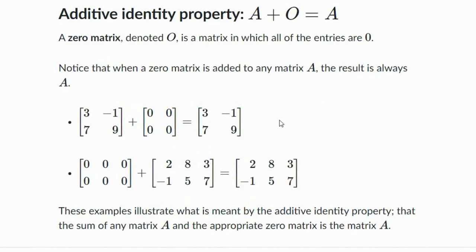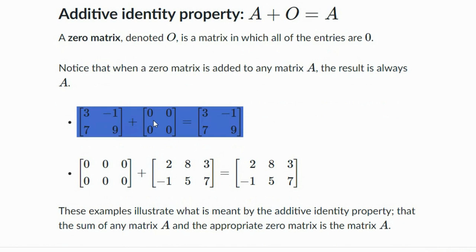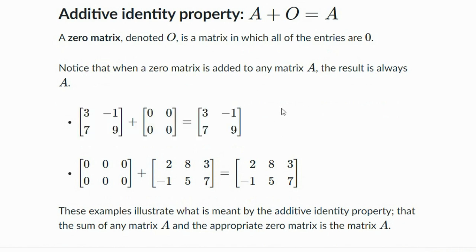Additive identity. A zero matrix, denoted as an O, is a matrix in which all the entries are zero. And notice when you add a zero matrix to any matrix, you just get the original matrix. 3, negative 1, 7, 9 plus 0, 0, 0, 0 equals 3, negative 1, 7, 9. Or larger matrices, it does not matter.